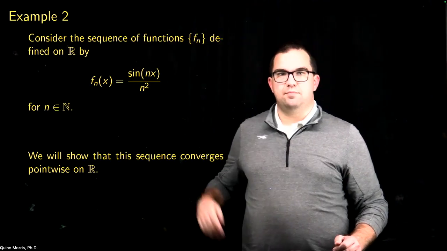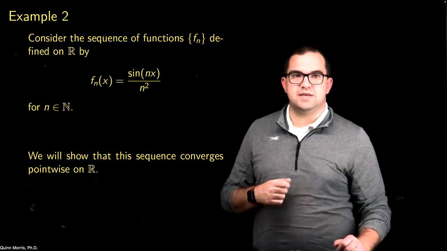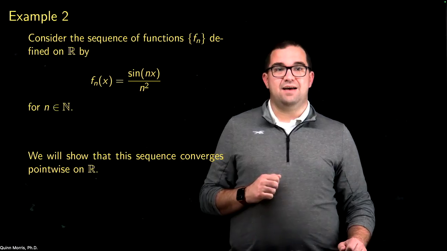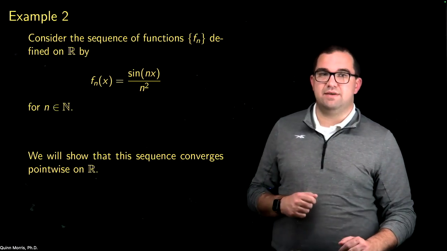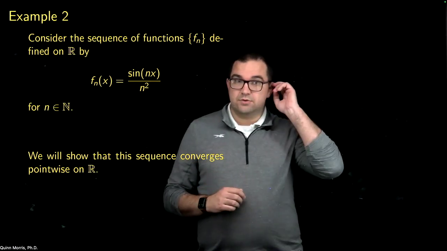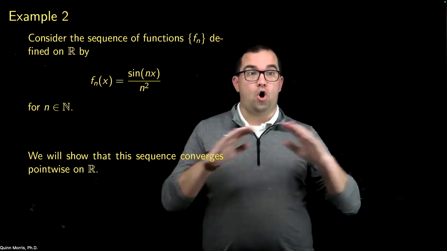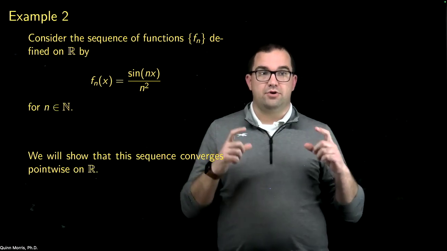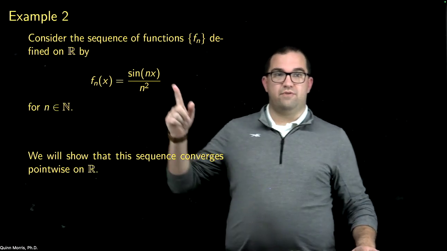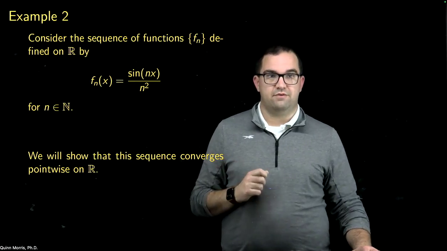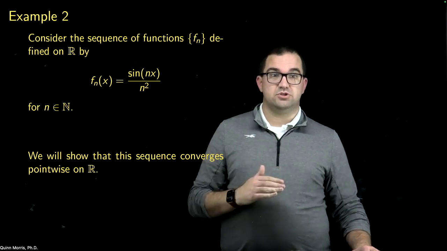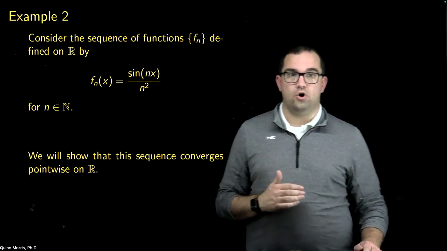So in the second example, let's consider the sequence of functions f sub n defined on the whole real line by f sub n of x is equal to sine of nx divided by n squared. We want to show that this sequence converges pointwise on all of R. So here, our common domain is R, right? These functions are all defined for every real value of x you might plug in. And we want to show that this sequence of functions converges on all of R.